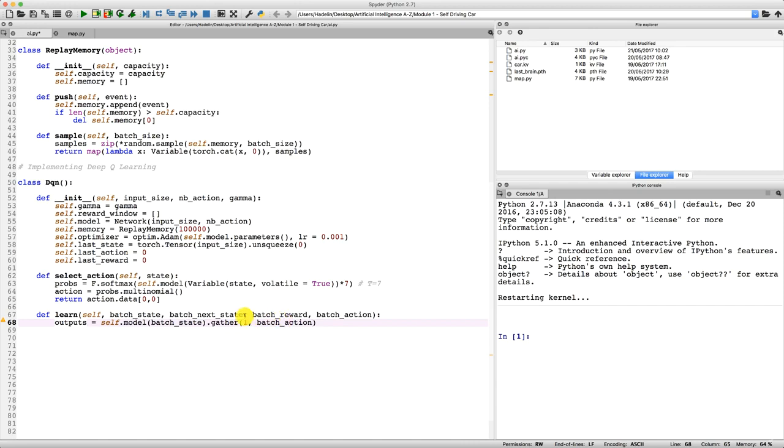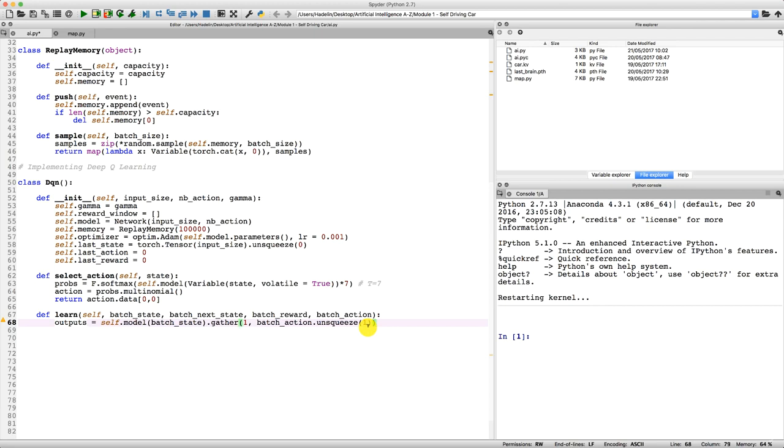But then be careful. The batch state here has this fake dimension corresponding to the batch, and batch action doesn't have it. Batch state has it because we used the unsqueeze here, but we haven't used any unsqueeze for the actions. So we have to add it here so that the batch action has the exact same dimension as the batch state. So we're going to add a .unsqueeze(0) right here, and actually this is not 0 but 1, because 0 corresponds to the fake dimension of the state and 1 will correspond to the fake dimension of the actions.